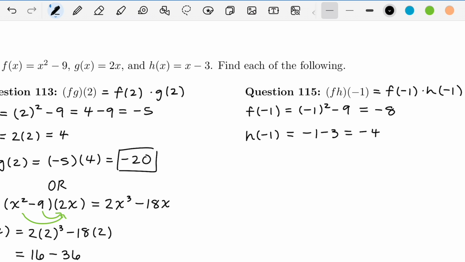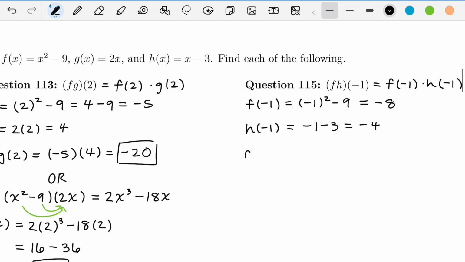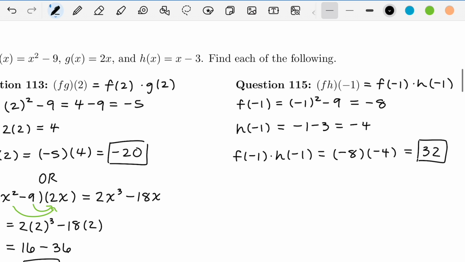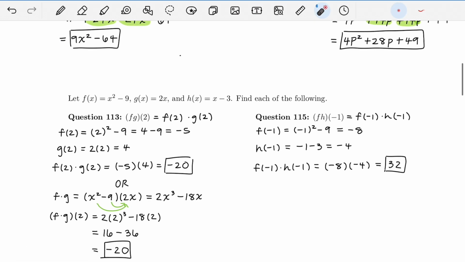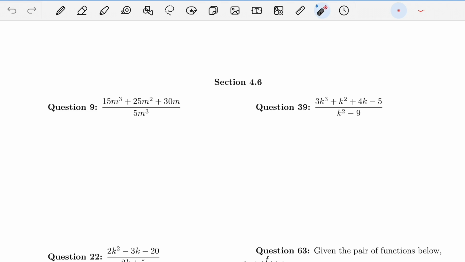And then lastly, what we'll do is multiply these values to answer our original question. So we'll have negative 8 times negative 4, which gives us a positive 32. And this would be our final answer here. And again, we could also do it this way, how we did in this last example here, and you should get the same answer.